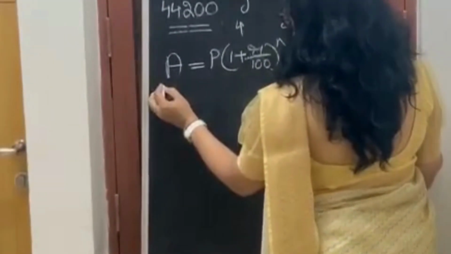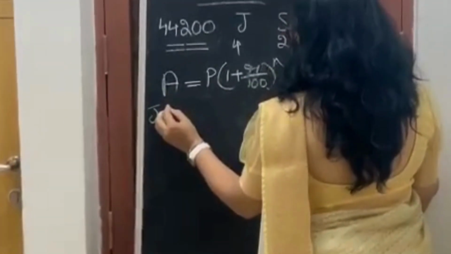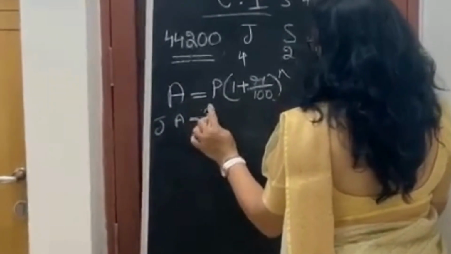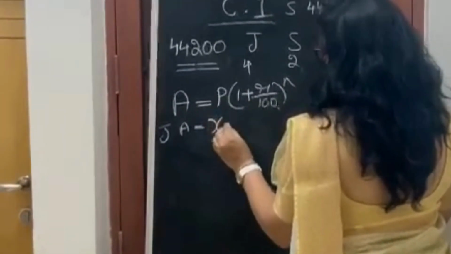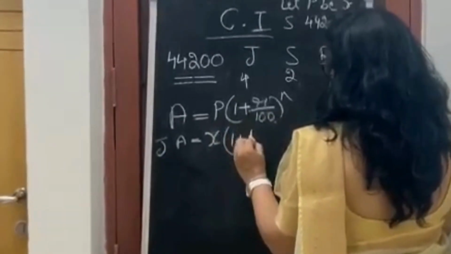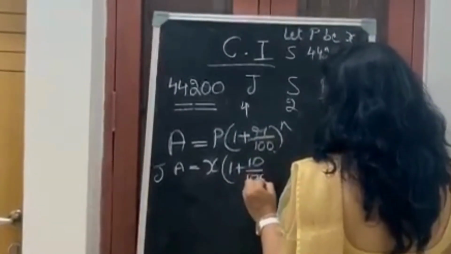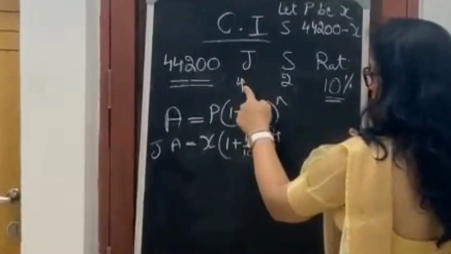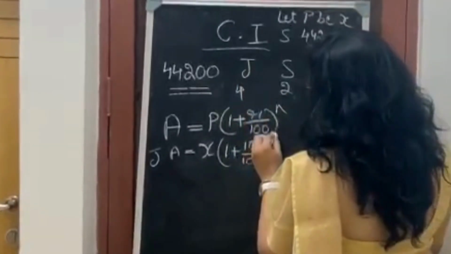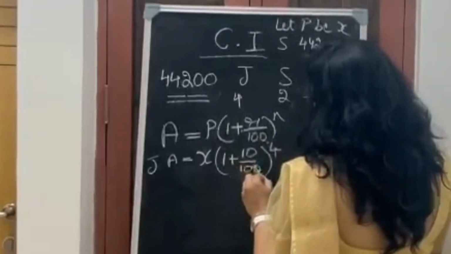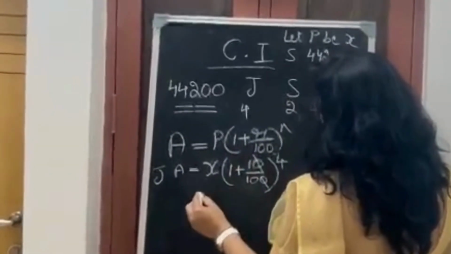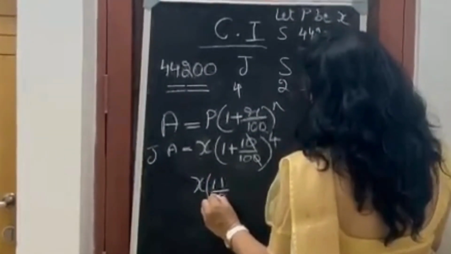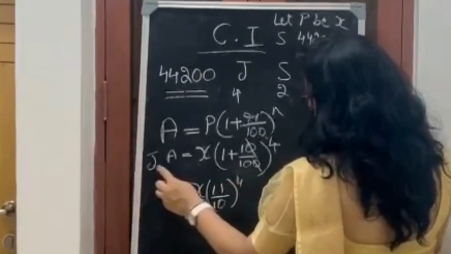First I am doing for John. For John, amount will be P, which is X, into 1 plus 10 by 100 to the power of 4. Because he's 12 years old, it will be 4, when he is 16 years old, a 4-year gap. This and this cancelled, so it will be 11 by 10. So X into 11 by 10 to the power of 4 is the amount of John.